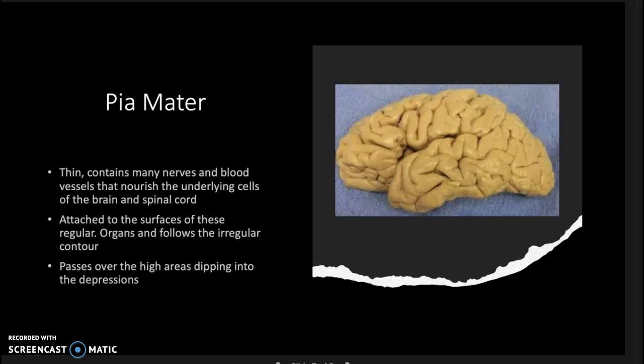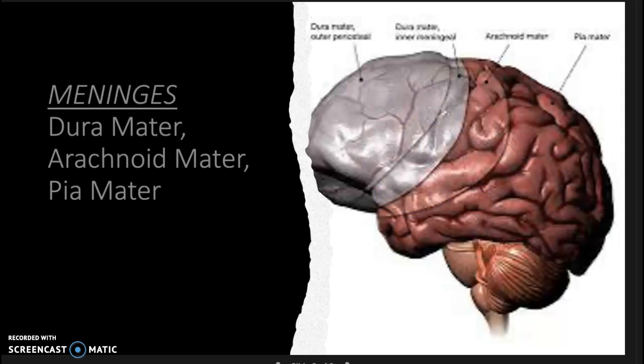It attaches to the surfaces of these organs and follows their irregular contour. It passes over the high areas, dipping into the depressions. And here you can see the meninges. Again, the dura mater, the arachnoid mater, and the pia mater: the outermost, innermost, and I guess intermediate layer.